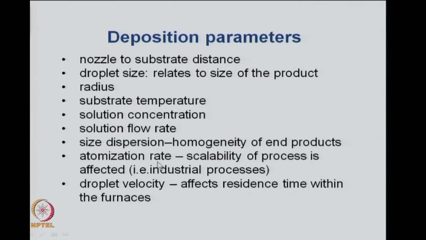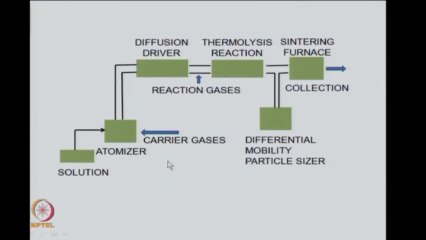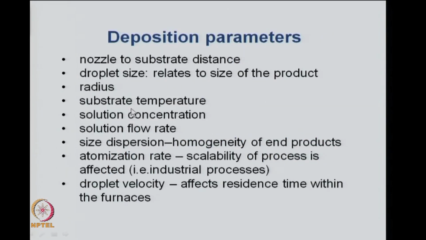The atomization rate is very important, because if you can do a very fast atomization, then you can have a very high throughput, and you can have very high deposition of particles. So, you can scale the process. So, for industrial processes you need a very high atomization rate. So, the atomization rate needs to be scaled up for processes which are going to be used in industry.